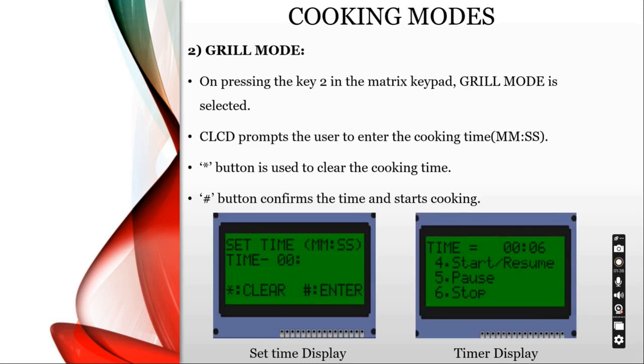The second mode, the grill mode. On pressing key 2 in the matrix keypad, grill mode is selected. The CLCD prompts the user to enter the cooking time. The asterisk button is used to clear the cooking time. The hashtag button confirms the time and starts cooking.